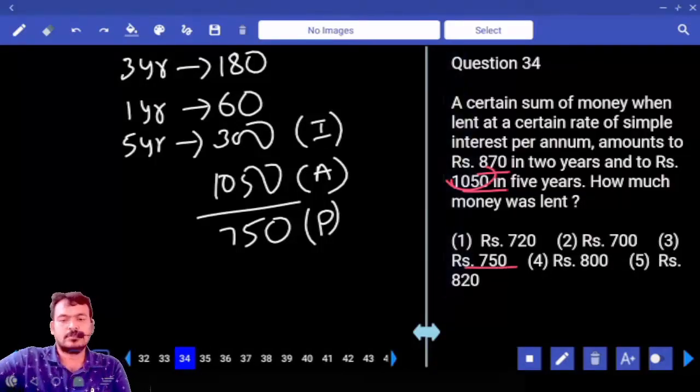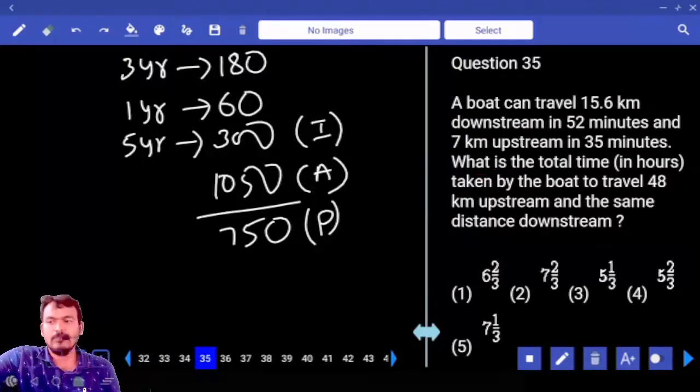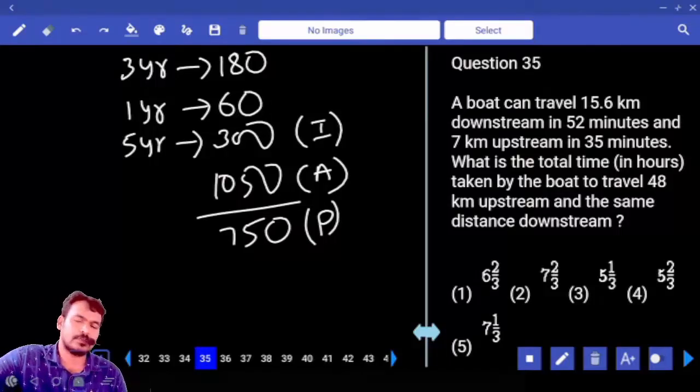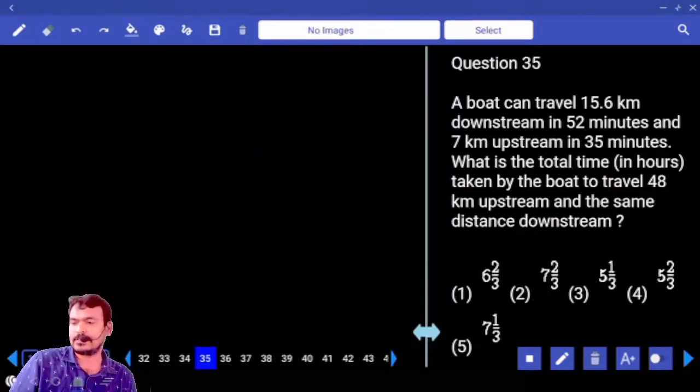Which option? Third one. Next, question number 35. A boat can travel 15.6 kilometers downstream in 52 minutes, and 7 kilometers upstream in 35 minutes. What is the total time taken by the boat to travel 48 kilometers upstream and the same distance downstream? First of all, in 52 minutes, how much distance is covered? 15.6.